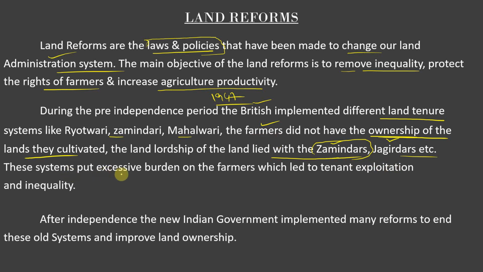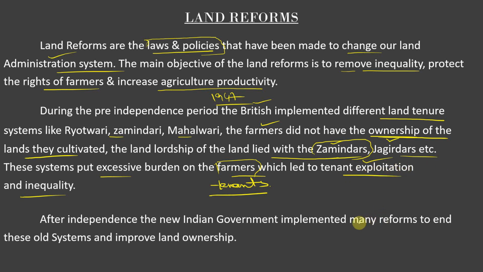These systems put excessive burden on the farmers, which led to tenant exploitation and inequality. The zamindars and jagirdars, all these intermediaries, put excessive burden over the farmers, which led to tenant exploitation. That is, farmers used to be the tenants of the land they cultivated. These tenure systems led to exploitation and inequality.